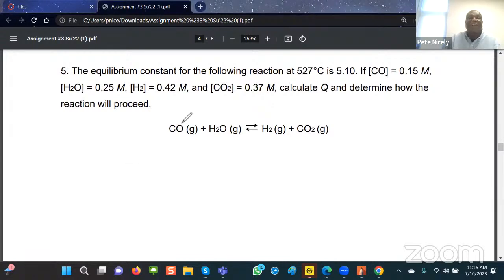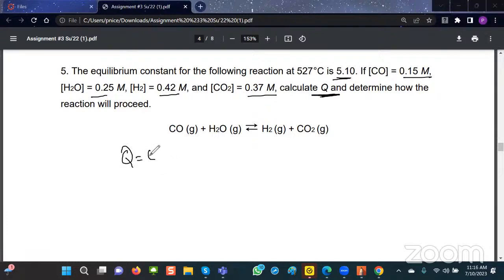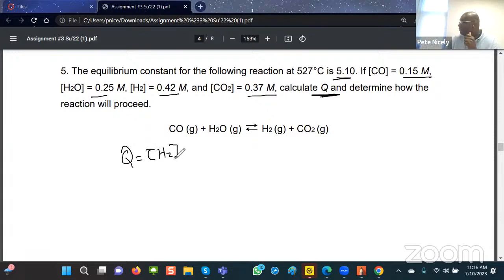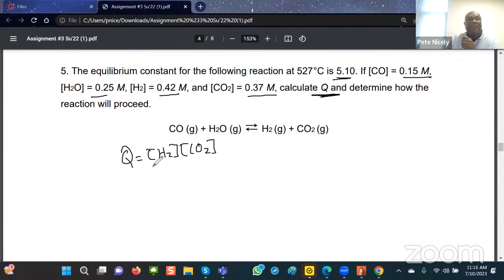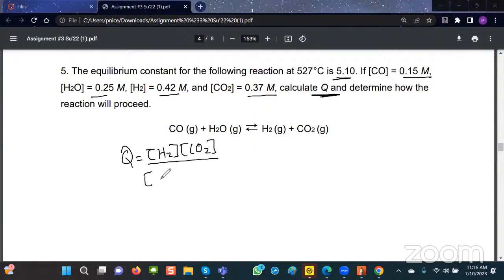So in the case of number 5, they gave you the Kc value, and they gave you the concentrations of the different components in this mixture. So the question is asking for you to calculate Q, all right, and determine how the reaction will proceed. So the expression for Q would be equal to what? Concentration H2, okay, very good, times concentration CO2, okay, and then over concentration CO times concentration H2O.